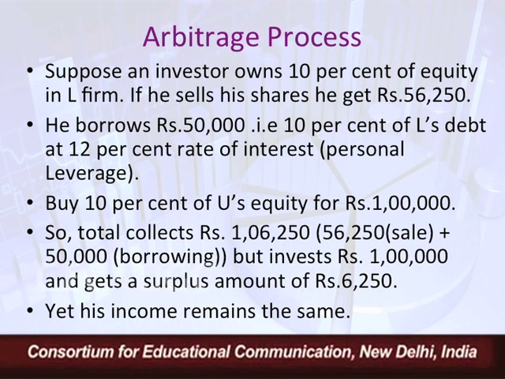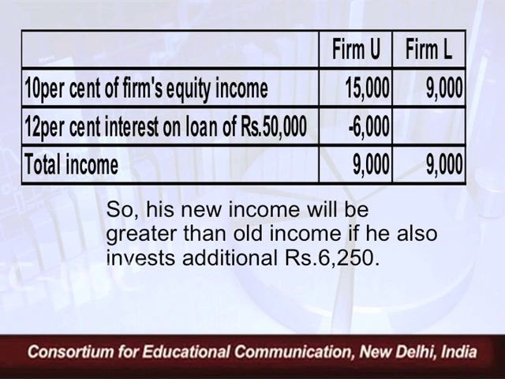Suppose an investor owns 10% of equity in the levered firm. If he sells his shares, he gets 56,250. He can borrow rupees 50,000, that is 10% of the firm's debt, at a 12% rate of interest. Thus he creates his personal leverage. He can buy 10% of the unlevered equity for rupees 1 lakh. So his total collection will be 1,06,250. But he can invest 1 lakh rupees in the unlevered firm and get a surplus amount of 6,250, and yet his income remains the same. So his total income will remain the same at rupees 9,000, and he is able to generate greater income if he also invests the additional rupees 6,250.